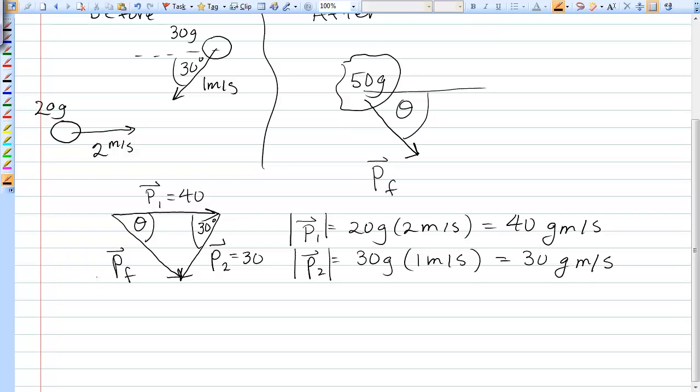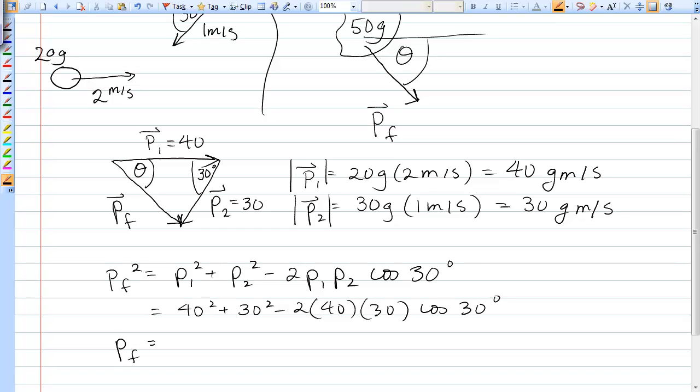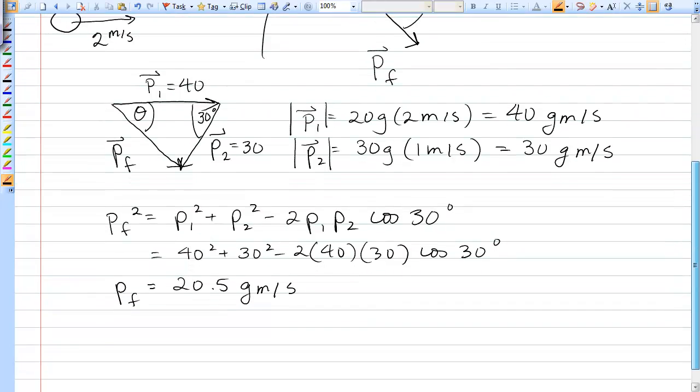Now, in order to find Pf, we can apply the cosine law. So the magnitude of Pf squared would be the magnitude of P1 squared plus P2 squared minus 2 P1 P2 cos 30 degrees. So putting those values into this cosine law, we have 40 squared plus 30 squared minus 2 times 40 times 30 cos of 30 degrees. And we get the magnitude of Pf to be 20.5 gram meters per second. So that's the magnitude of the final momentum.